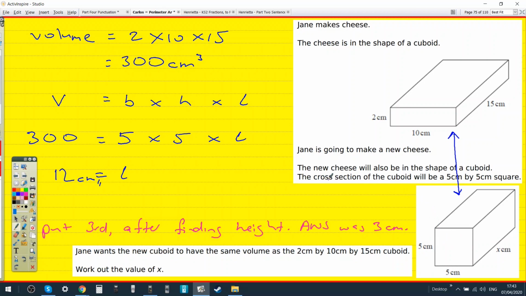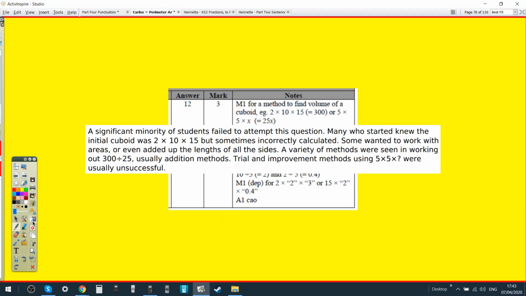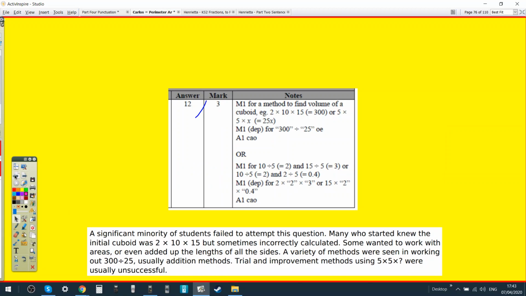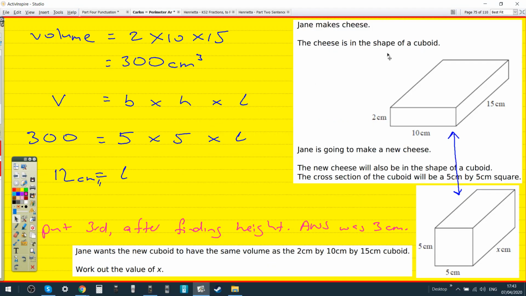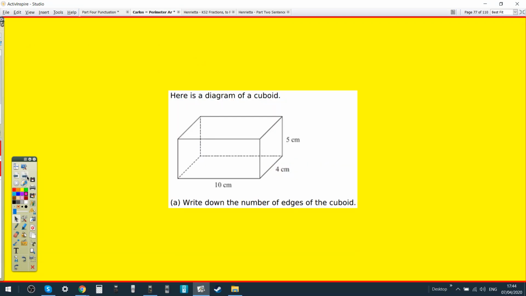Any questions there? No, just keep it simple. So if they have the same volume, find the volume for the first one. And then for the second one, so volume is base times height times length. And so for the second one, the volume must be 300 as well. So 300 equals 5 times length. And you can just divide by 5, or divide by 25. So you just solve the equation.